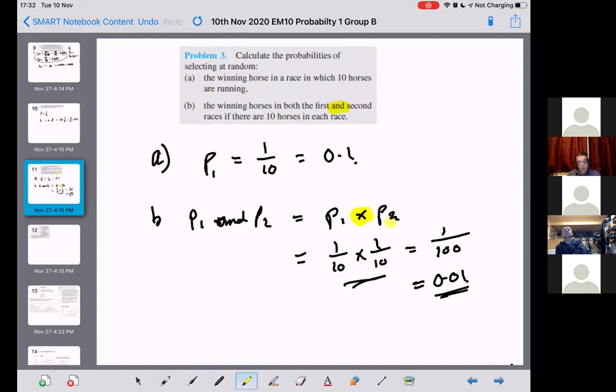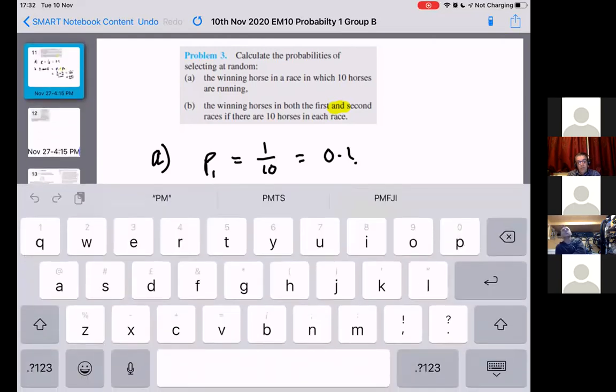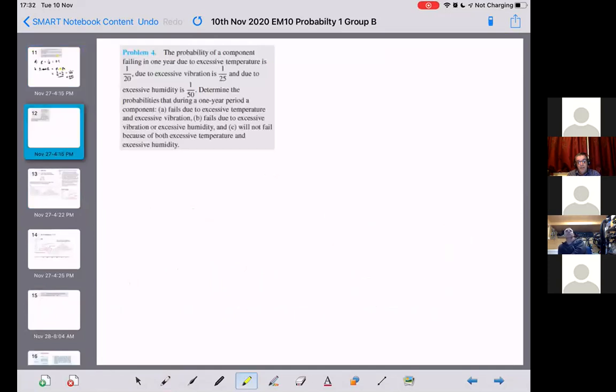So that's that one. We got one more, a little bit related to engineering and about failure. Probability of a component failing in 1 year due to excessive temperature, so we'll call that P little t, is 1/20th. Failing due to excessive vibration, P little v, is 1/25th. And failing due to excessive humidity, P little h, is 1/50.